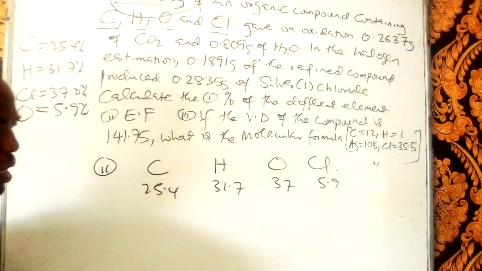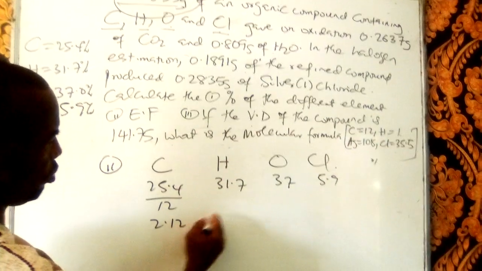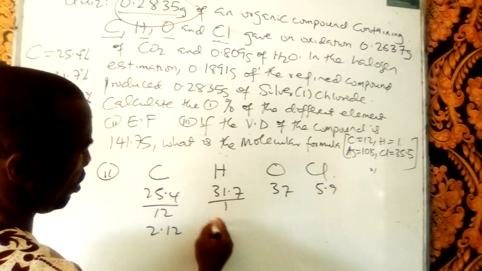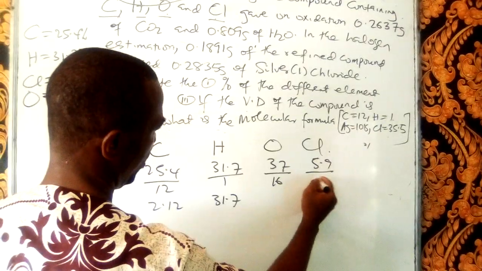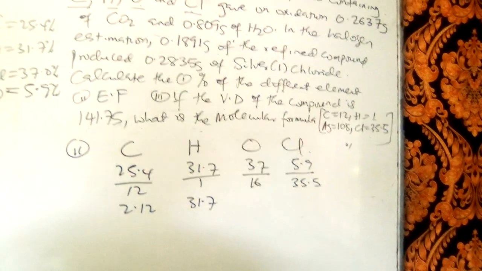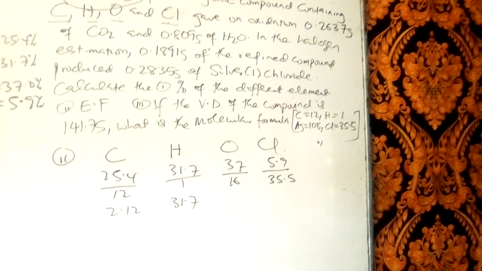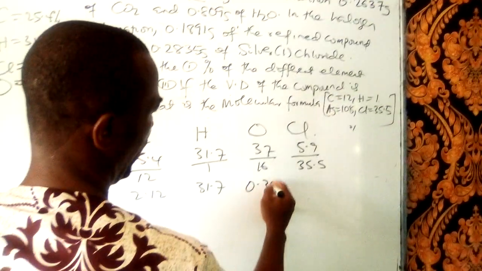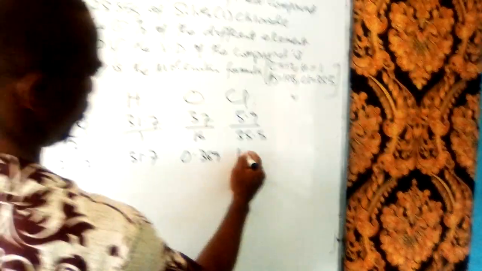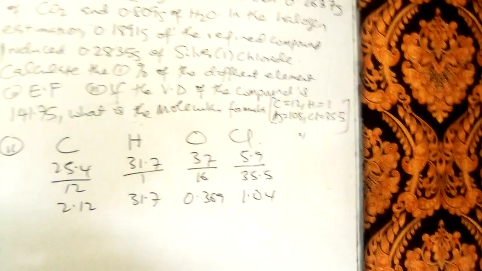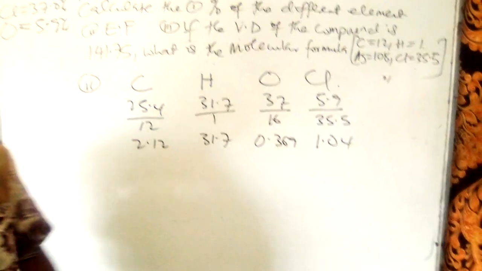Divide each percentage by the relative atomic mass. This is 12 for carbon, which gives around 0.45. Hydrogen is 1, so 1.7 divided by 1. Then oxygen is divided by 16, and chlorine by 35.5. Using the calculator, that of oxygen gives us 0.369, while that of chlorine will give us 1.04. Having done that, we now divide these values by the smallest. Out of the 4 of them, the smallest is 0.369.